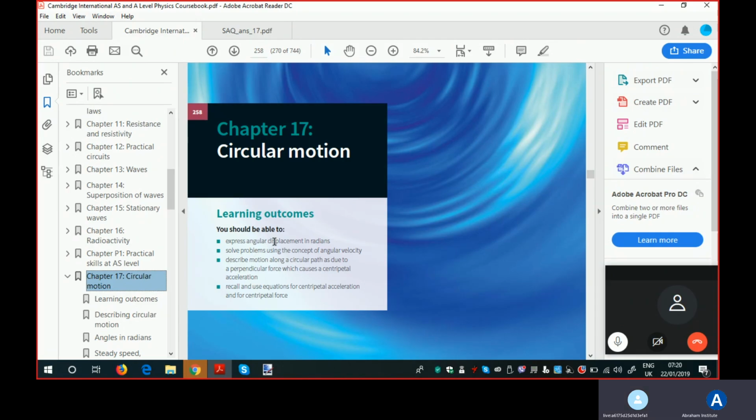You should be able to convert from radians to degrees. We have something called angular displacement, and we will express that in radians. So one of the objectives is to be able to convert from radians to degrees. Then also we will solve problems using the concept of angular velocity. We will see what this is.